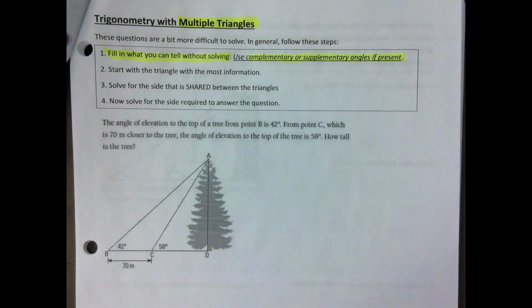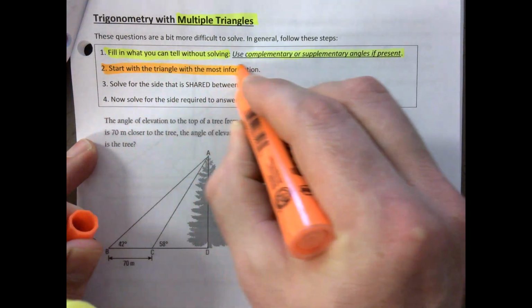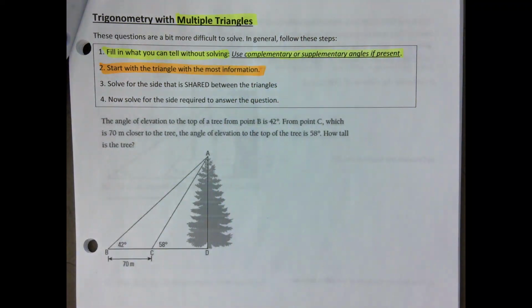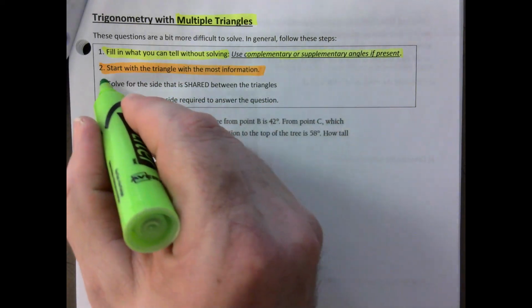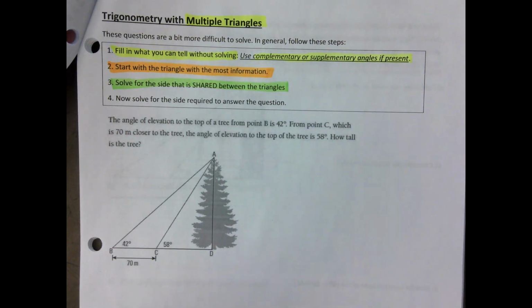Next, I'm going to use a different color for this one. Start with a triangle that has the most information. That's the one I would start with. And you want to solve for something, right? Solve for the side that is shared between the triangles. Shared side. Okay? And now solve for the side that's required to answer the entire question.